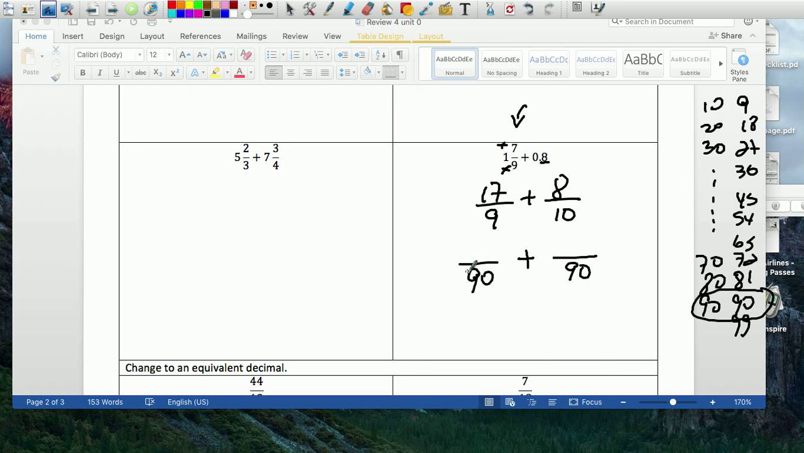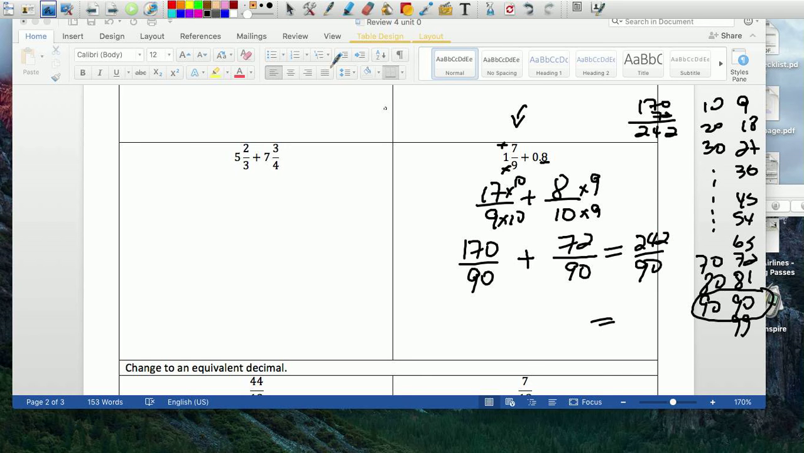So how did the 9 become 90? Times 10. So therefore the top is times 10. 17 times 10 is 170. How did the 10 become 90? It's times 9. So I'm going to do the top times 9. 8 times 9 is 72. Now we can add, right? So we get 90 at the bottom and 170 plus 72. 2, 4, 2. So it's 242 over 90.